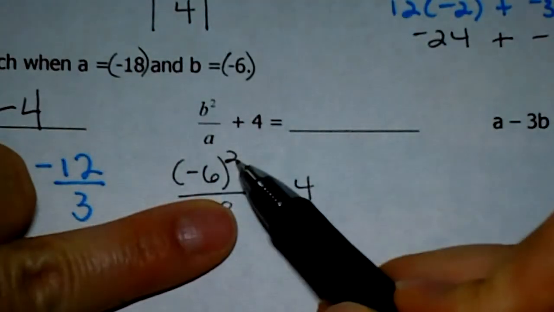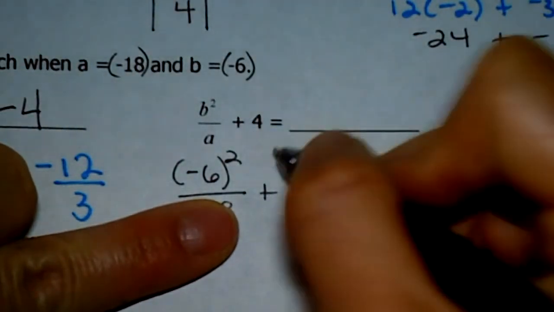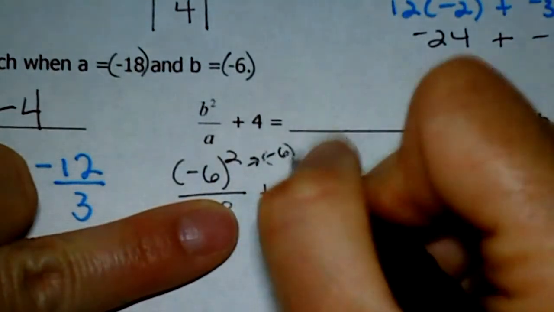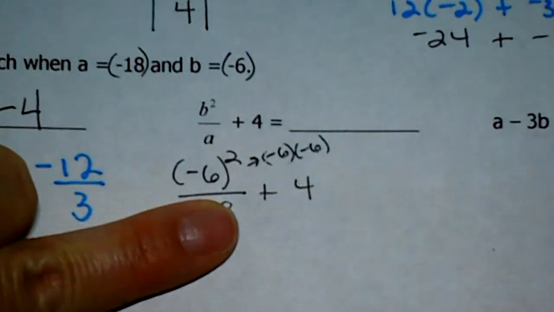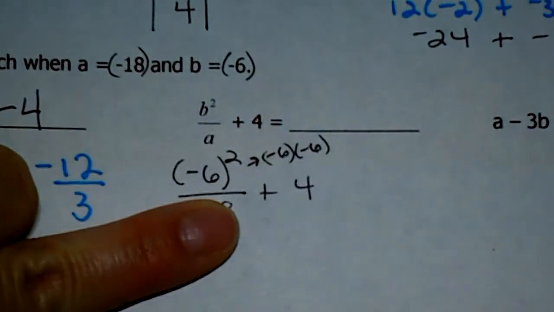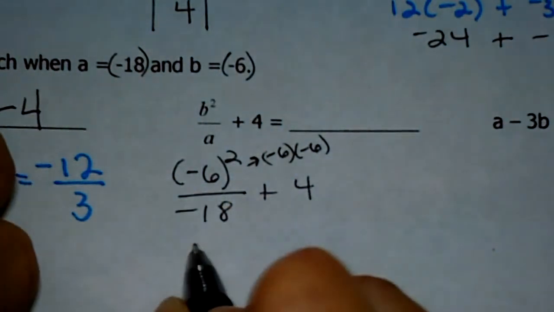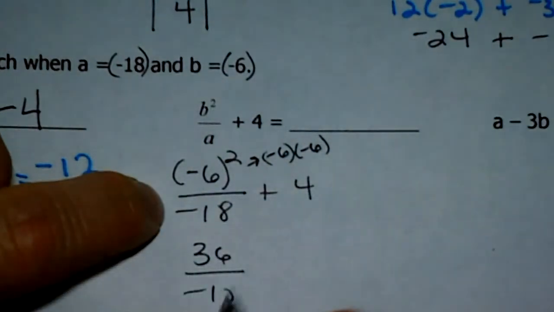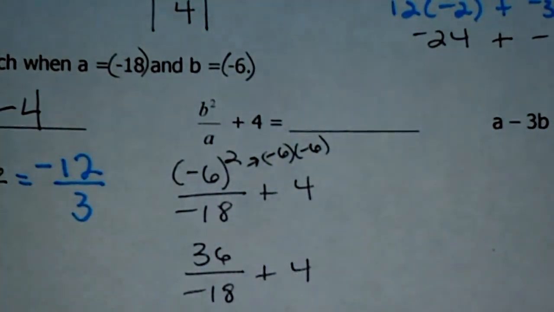So the quantity of negative 6 squared, that means a negative 6 multiplied by another negative 6. The parentheses keep the negative together. They keep it with the digit. So a negative times a negative is a positive, and 6 times 6 is 36. This negative 18 hasn't changed, and I still have plus 4.